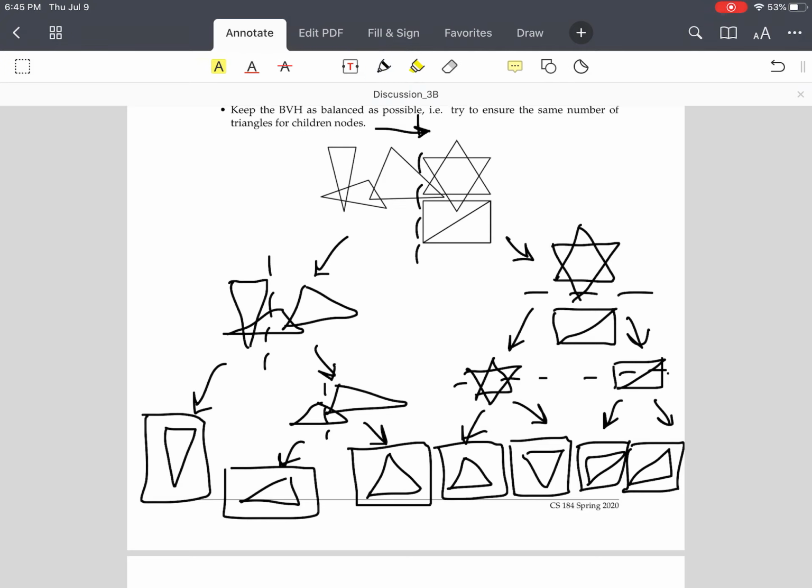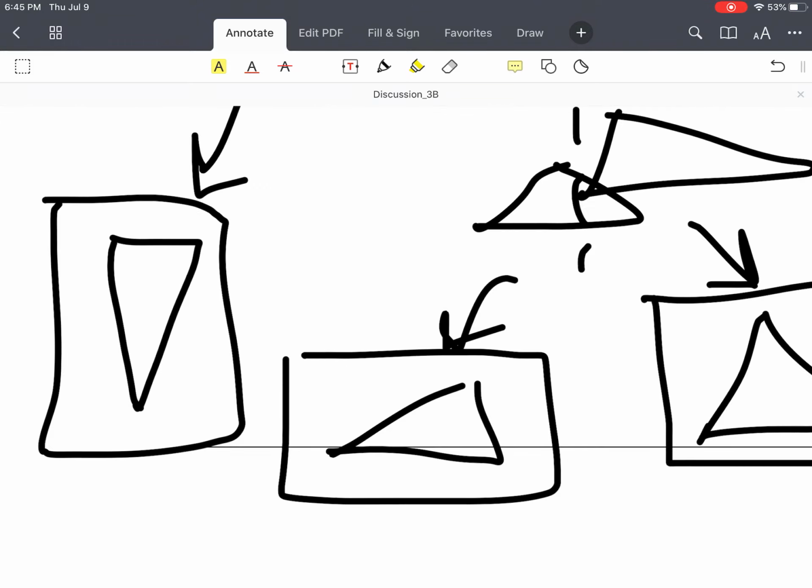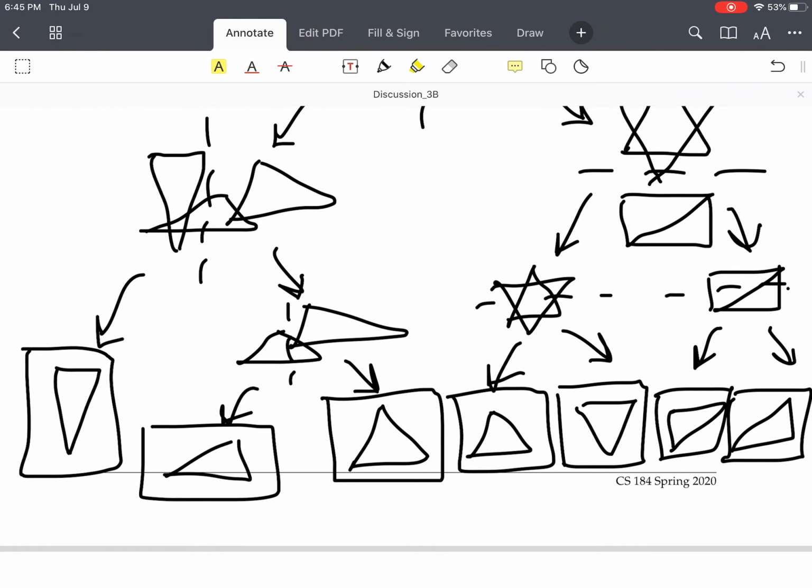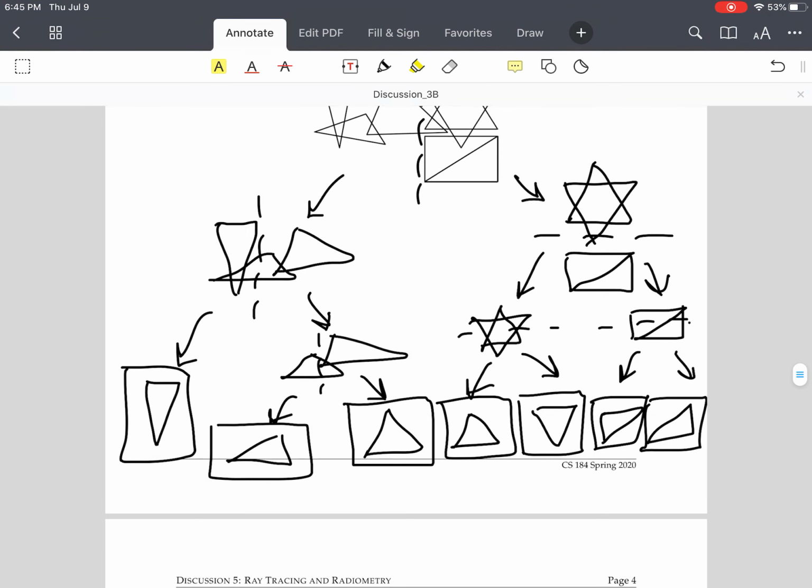Okay, and so you will see this again on the project. Over there, we'll be dealing with a lot more triangles, thousands and thousands of triangles. So it won't quite be feasible to get all the way down to one triangle per leaf. But it'll be the same general idea. So keep this in mind for the project, just to have an intuitive idea of what's going on. Okay, let's keep going.